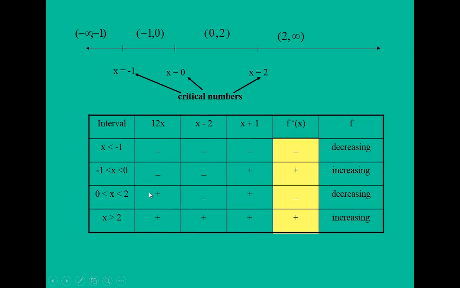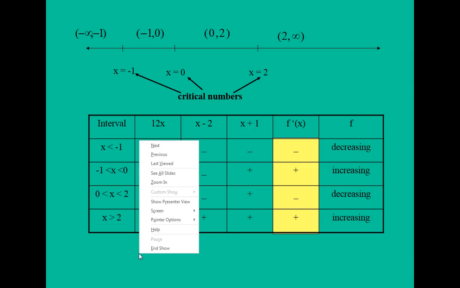Now, the top of this slide shows you the technique that I used. I like using the number line and setting up the critical numbers on that number line. The table below that is just another way to organize your information. It does give us the same intervals.